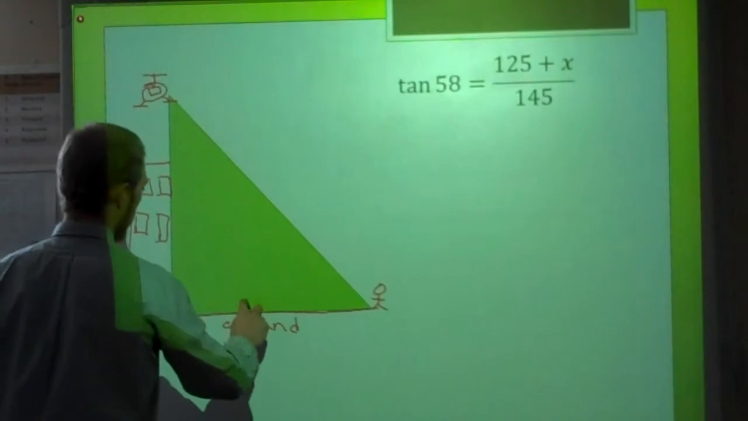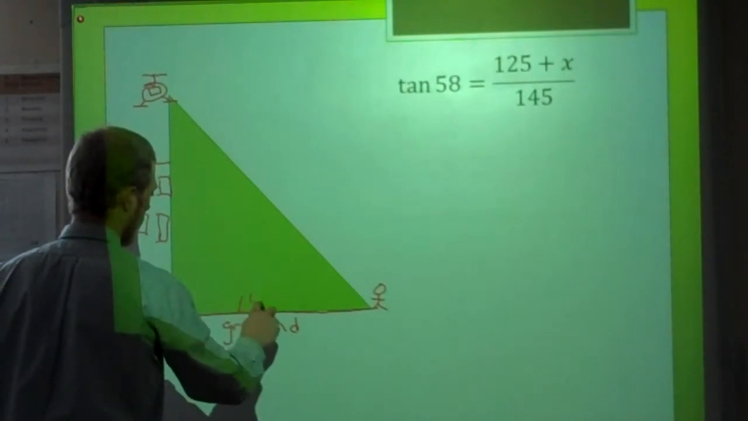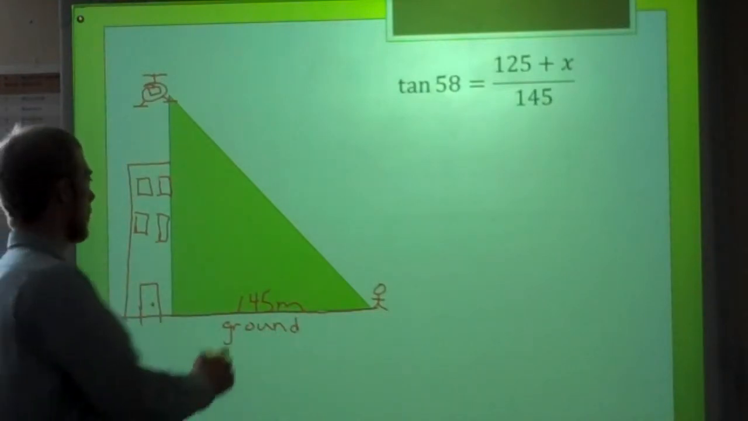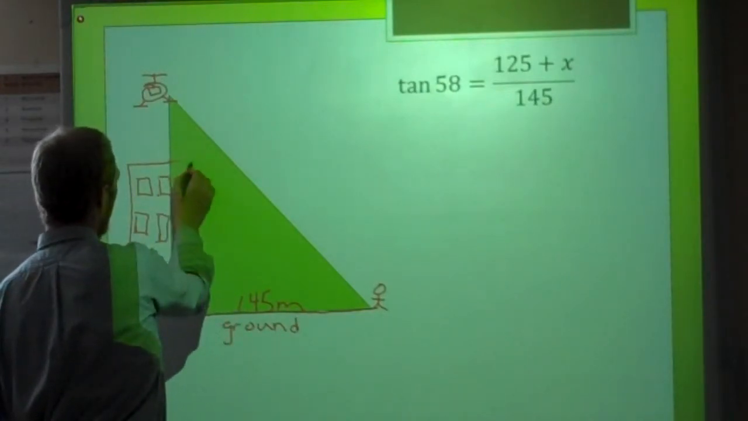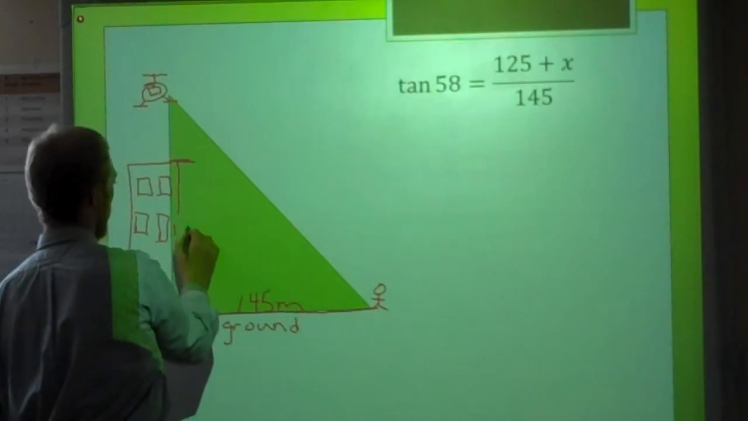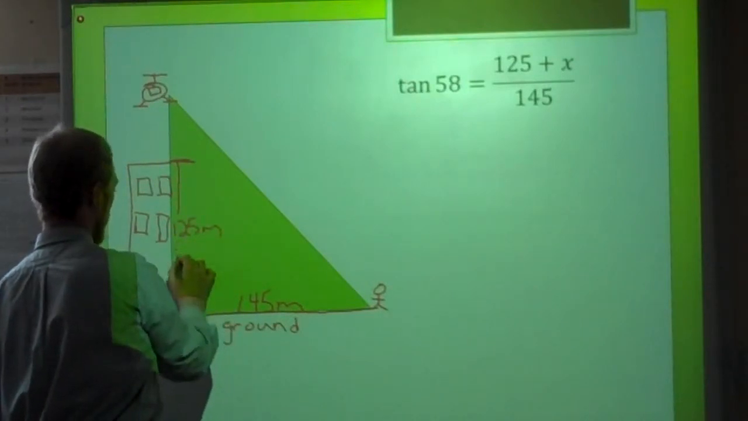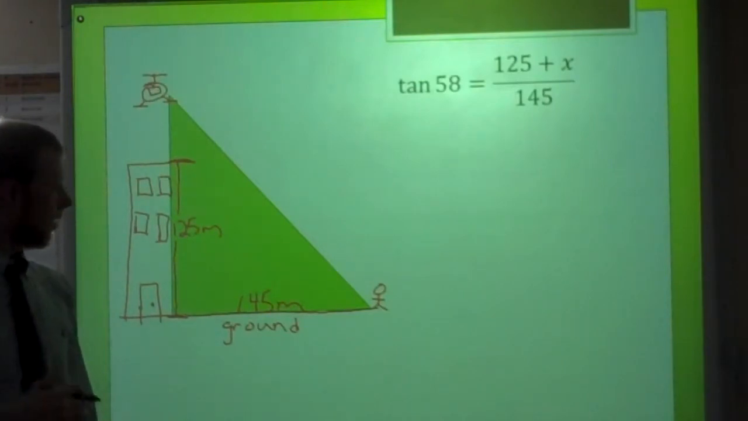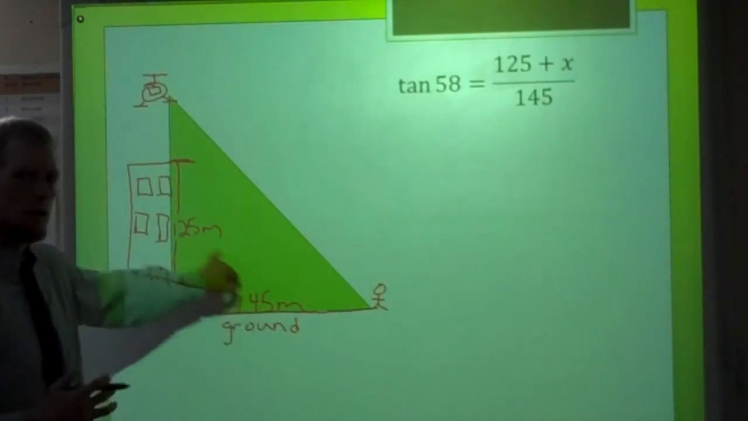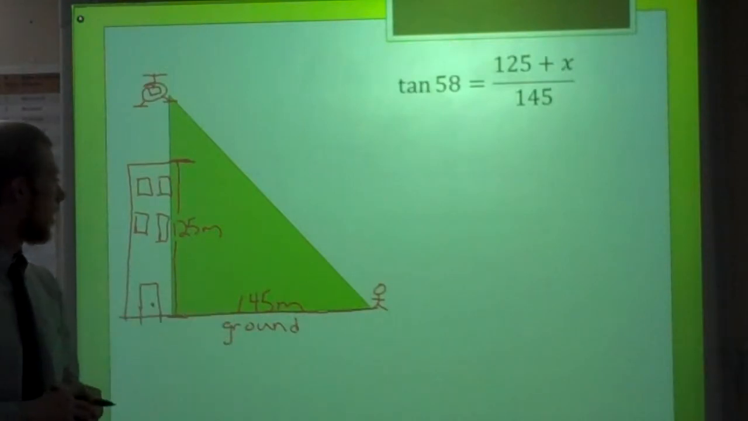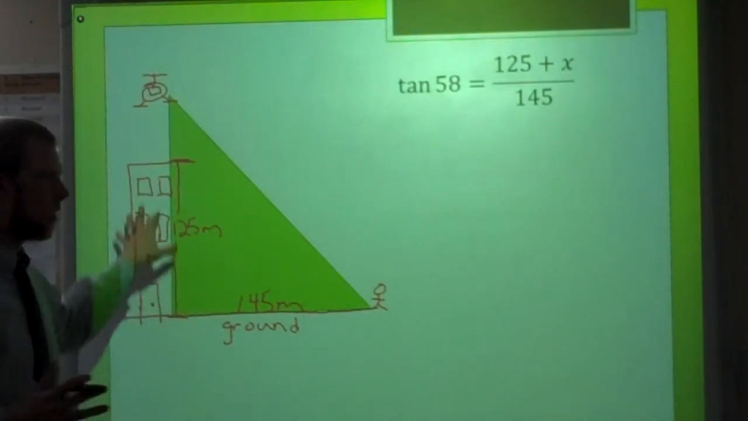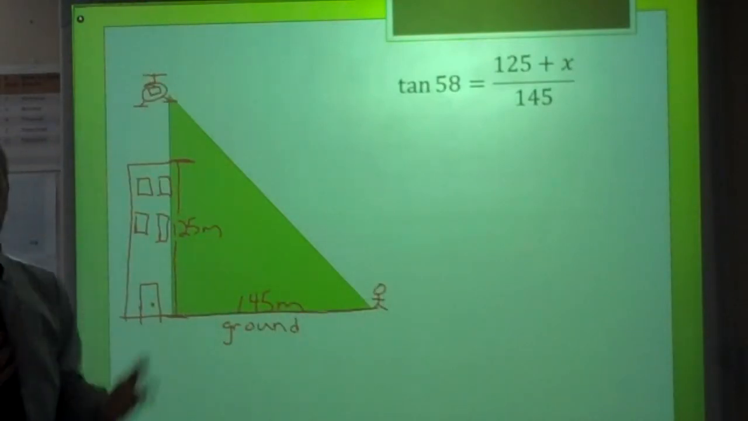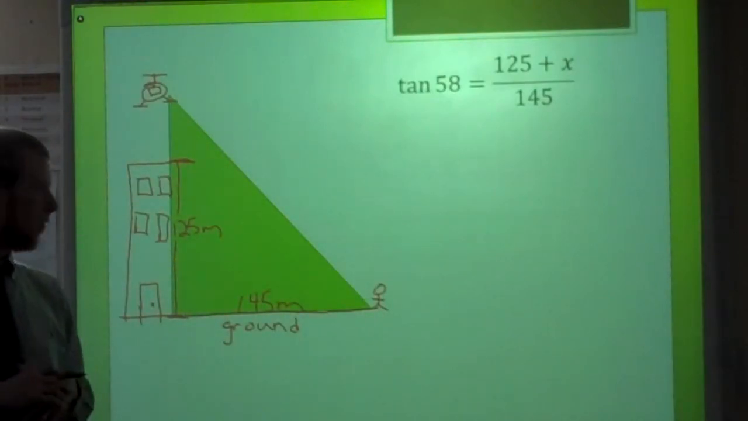Now that I have drawn my problem, my job is to label everything I know. Well, I know that this is 145 meters, and that the building, so from here to the ground, is 125 meters. I do use units. It's important to look at that. Your drawing doesn't have to be perfect, but get an idea of where your pieces are. If you use a P and a B and an H, that's fine also, but definitely have those pieces in there.